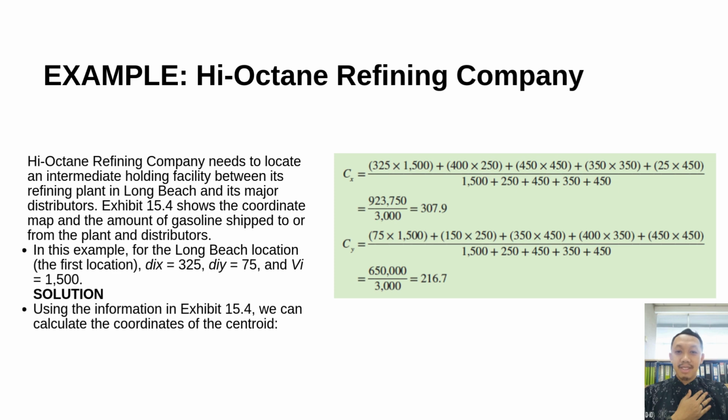Cx equals 923,750 / 3,000 equals 307.9. Cy equals 650,000 / 3,000 equals 216.7. This gives management the x and y coordinates of approximately 308 and 217, respectively, and provides an initial starting point to search for a new site.